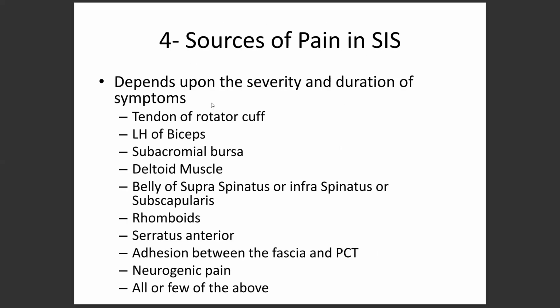So these are the sources of pain in subacromial impingement syndrome, which depend on the severity and duration of the symptoms. These include the tendon of the rotator cuff and the long head of biceps; these all can give pain. These all may be involved because, as we discussed at the start, subacromial impingement syndrome is actually a cluster of pathologies, and many structures may be involved. That is not a single diagnosis.